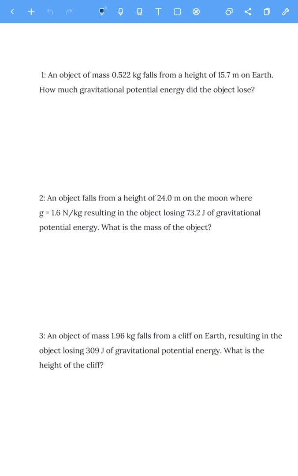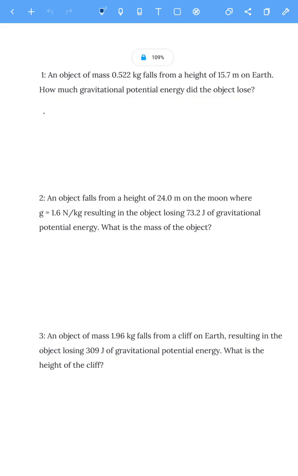So an object of mass 0.522 kilograms falls from a height of 15.7 meters on Earth. How much gravitational potential energy did the object lose? Because obviously it's going to lose the gravitational potential energy. It's going to, as it falls, convert into kinetic energy and also a little bit of heat.